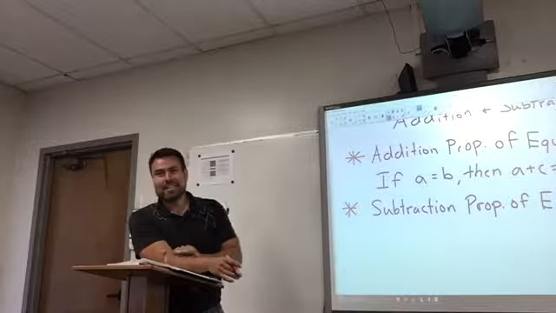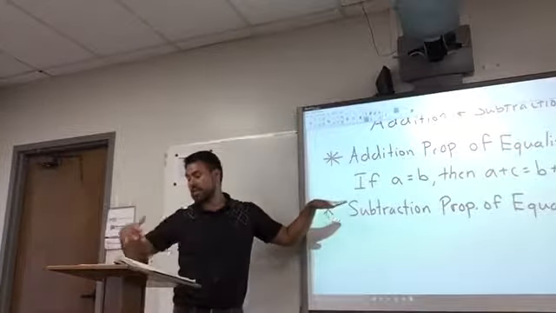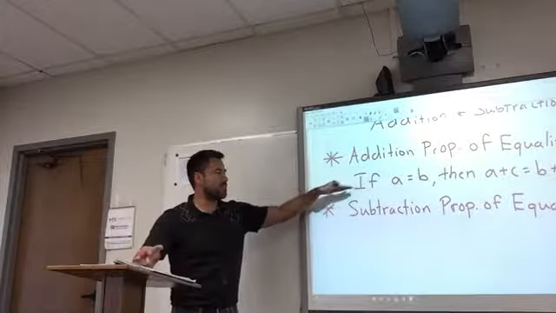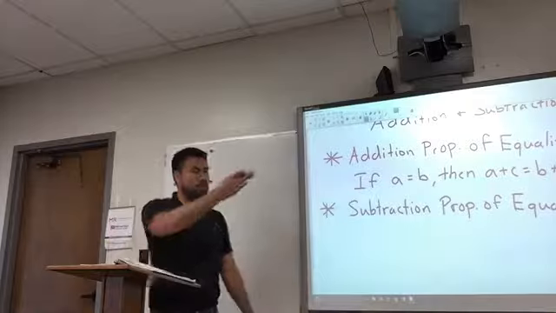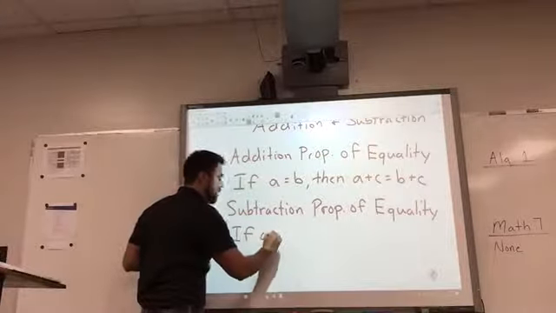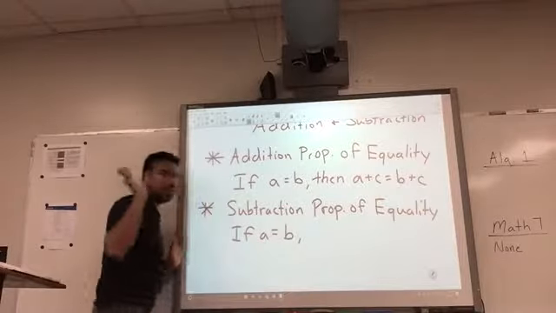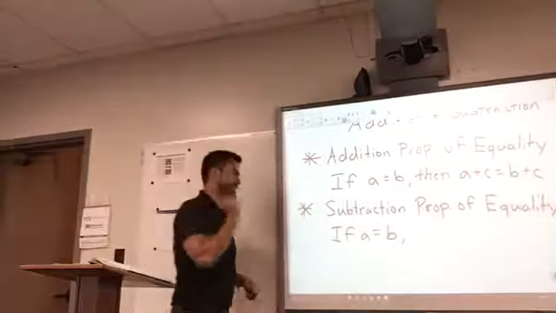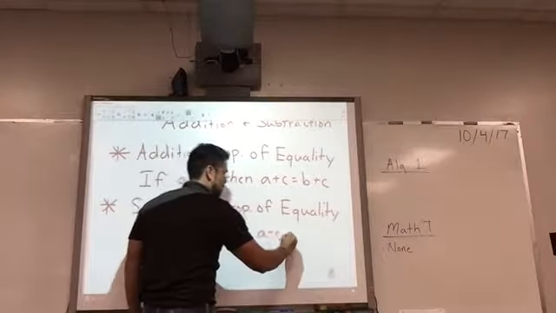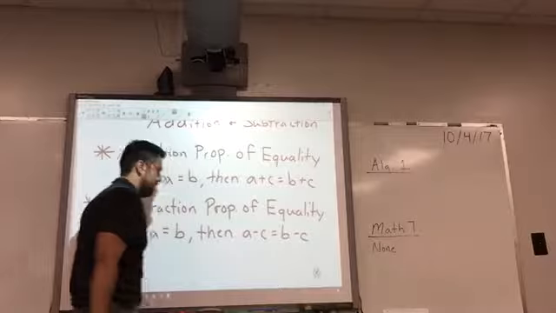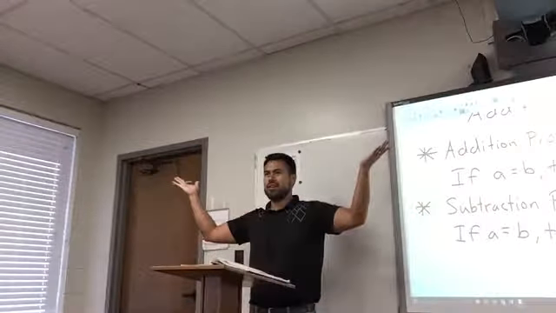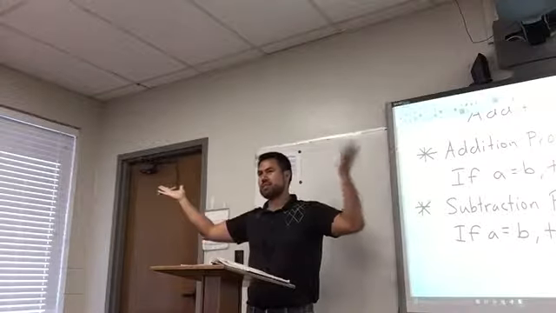Can anyone give me this property? It's in the next page, 146. Don't look at it. Can anyone kind of give it to me based on the addition property of equality? Beth? If A equals B. All right, it starts the same way, if A equals B. Same start. You got a balanced equation. Go ahead. Then A minus C equals B. There you go. If you have a balanced equation, then A minus C is equal to B minus C.